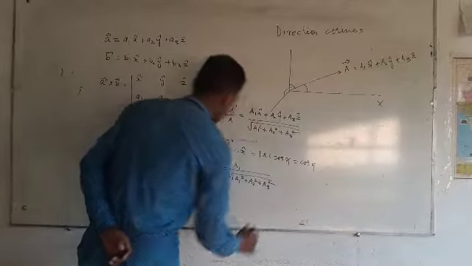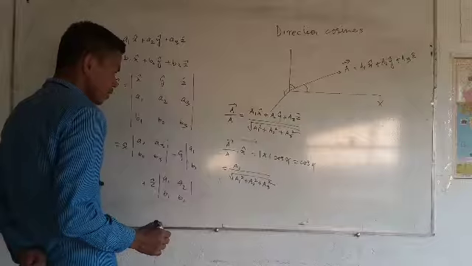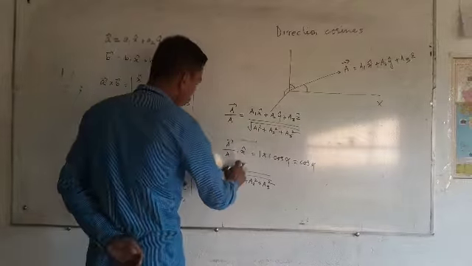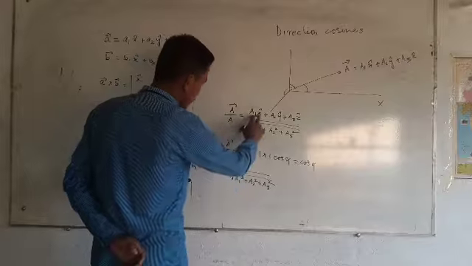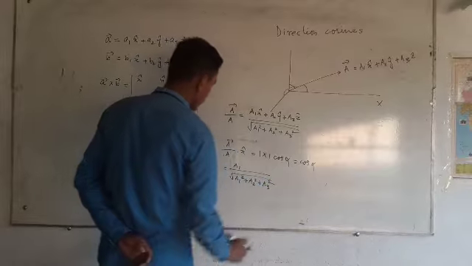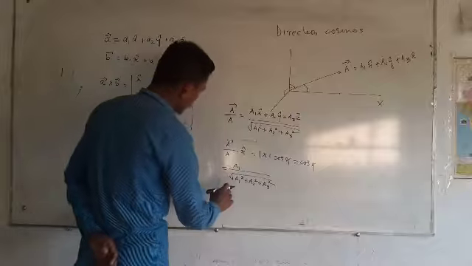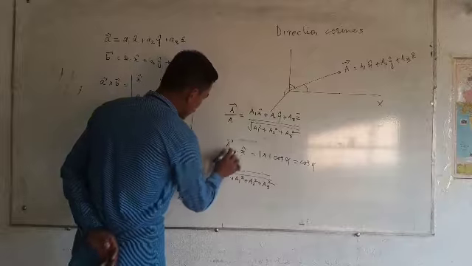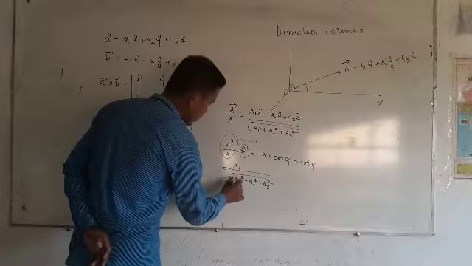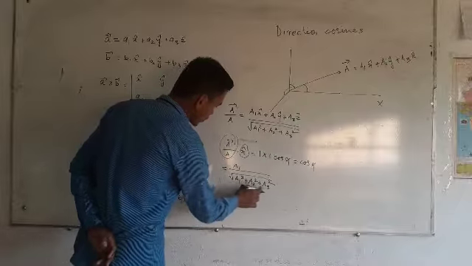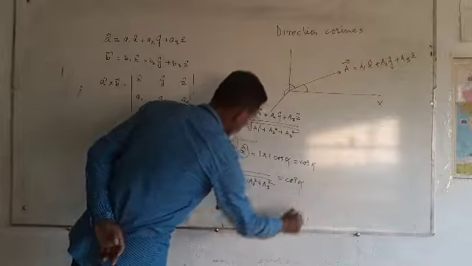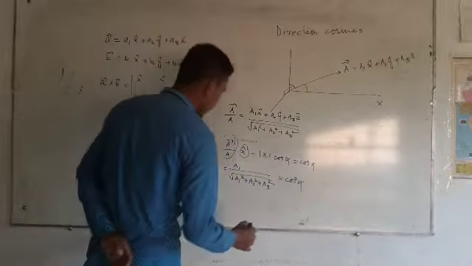This is because the dot product of x with x is 1, x with y is 0, and x with z is 0. Therefore, the dot product of this vector and this vector is A1 divided by root over A1 square plus A2 square plus A3 square, and this is called cos alpha.